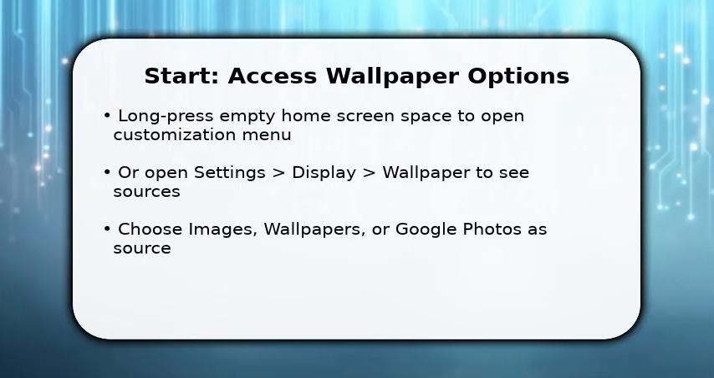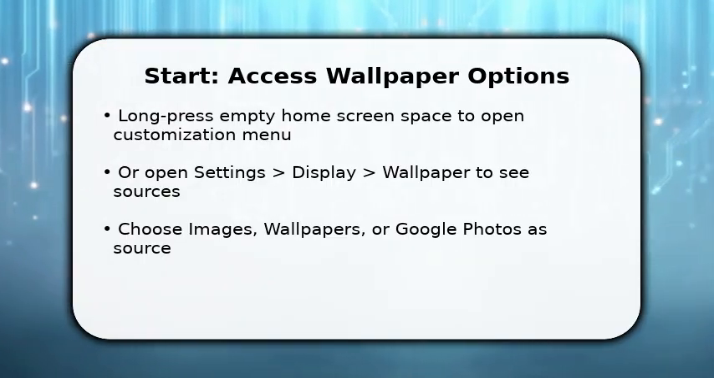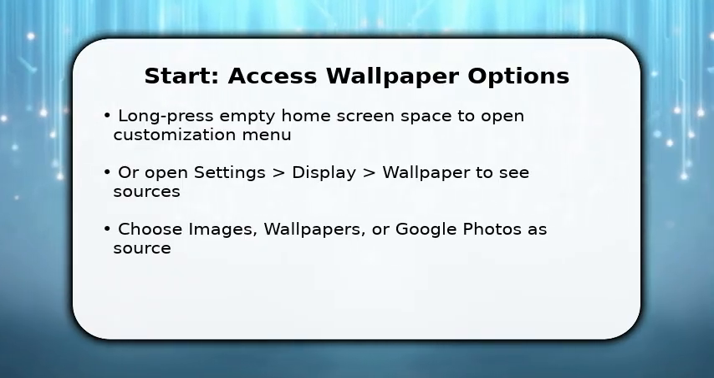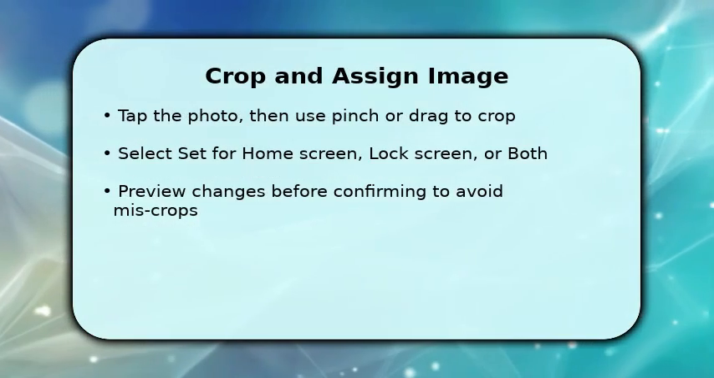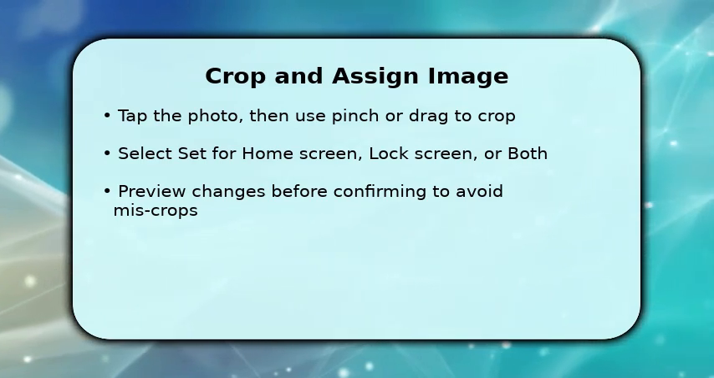This step gets you directly into the editor, so you can crop and assign the image without navigating through extra menus. Now pick the image and enter the cropper. Use pinch to zoom and drag to position the focal point. The editor shows the visible area for home and lock screens.